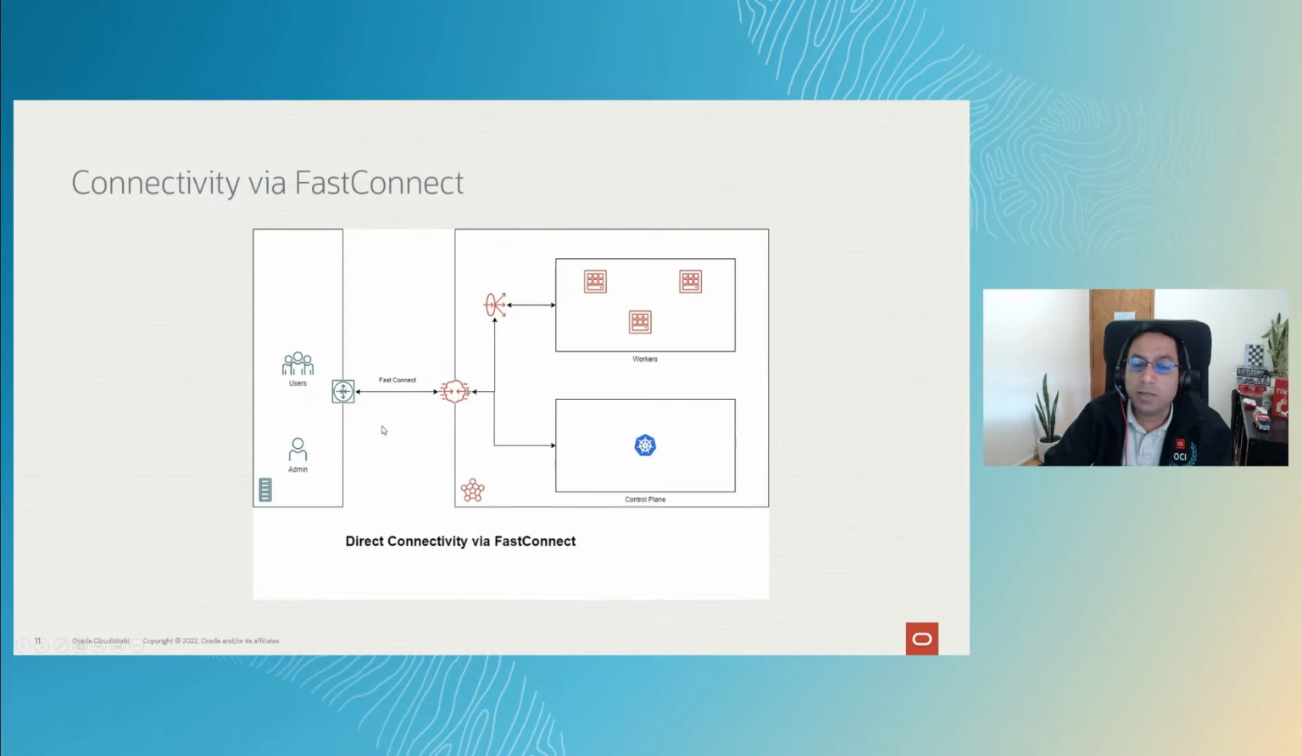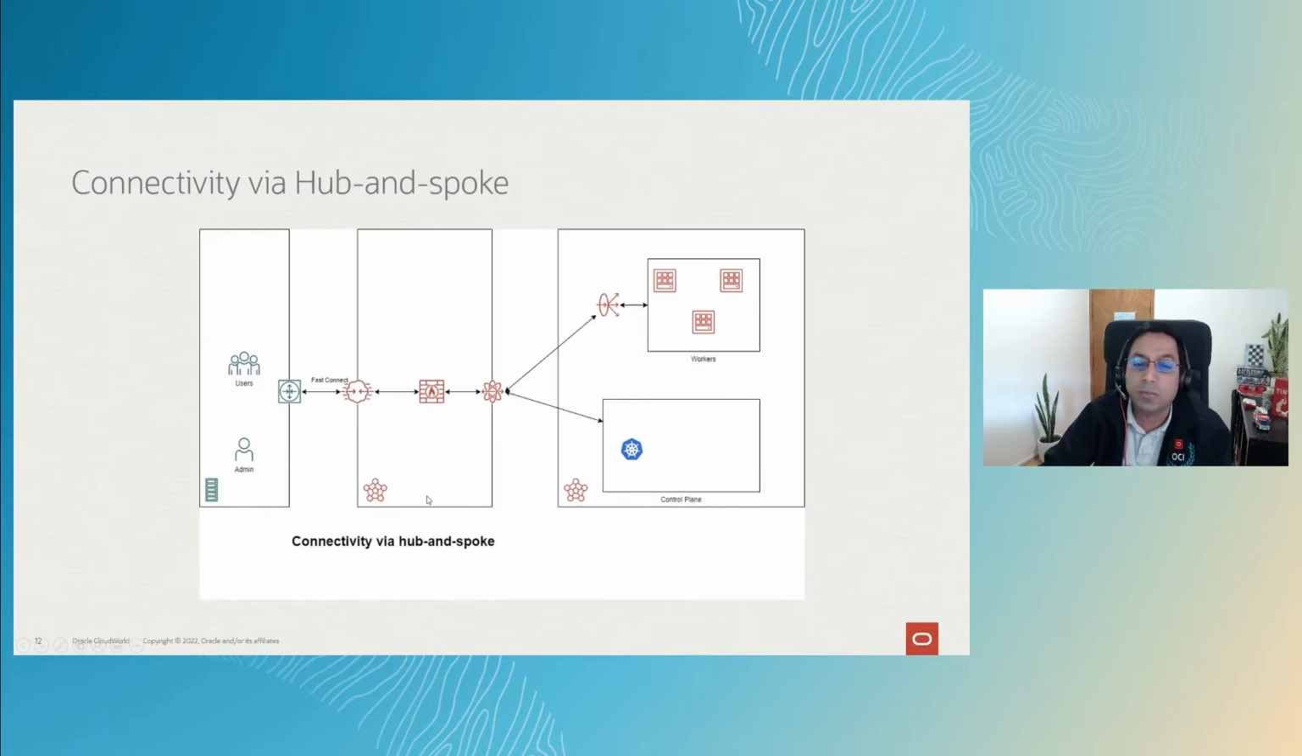Now, Fast Connect is available in ports of 1 gig and 10 gig as well, depending on your bandwidth and application needs, so you can choose accordingly. Now, Fast Connect can be expensive if you're going to do this for each of your VCNs, each of your clusters. So what users tend to do is go by a hub and spoke model instead.